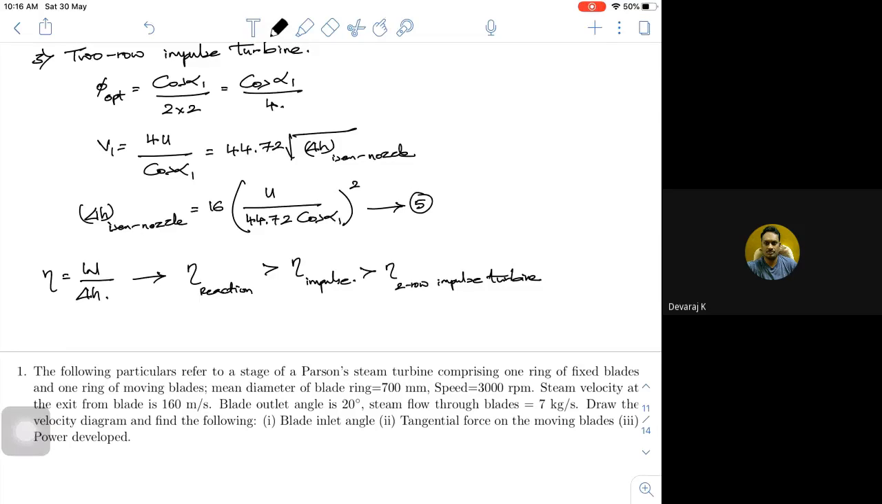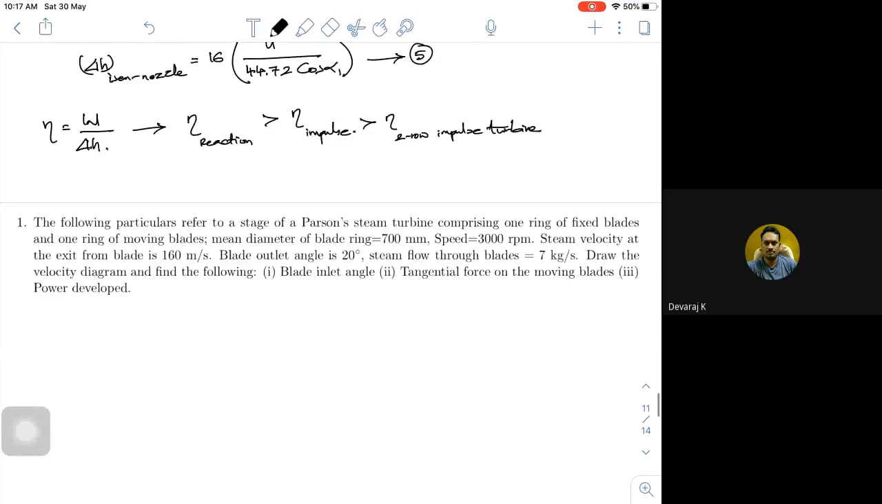Now, this is about your efficiency and your enthalpy drops. Let's try to look at some of the numericals and try to understand some of the concepts we have already learned. So we have a numerical, something like this.